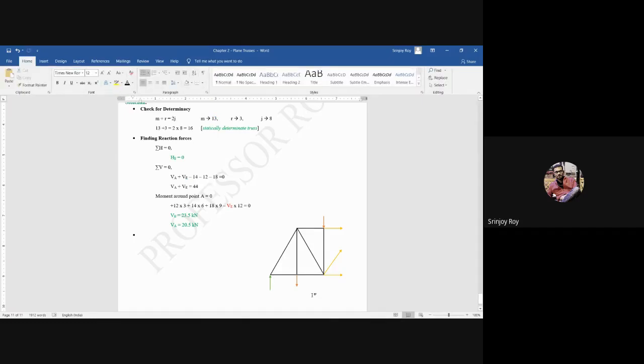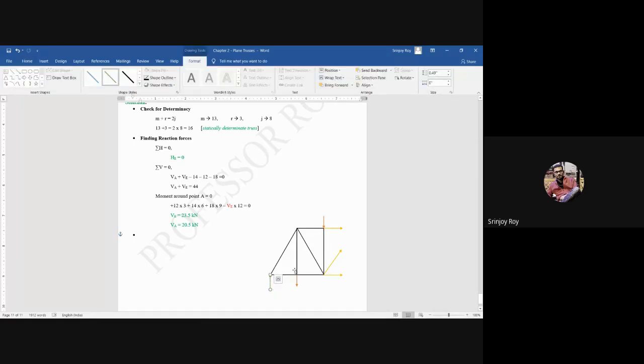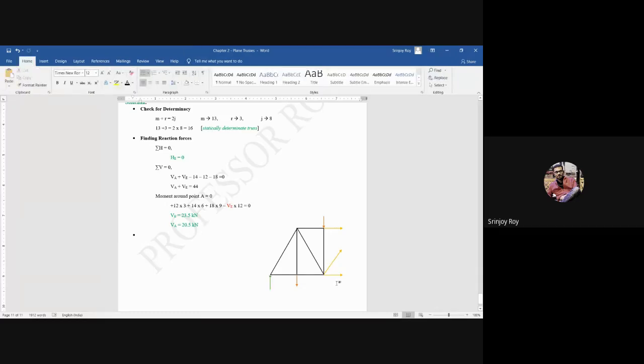Okay, this is how it looks, isn't it? Yes or no? This is how it looks. So what happens is we know all these forces. Okay, apart from the yellow colored marks, we know the forces.